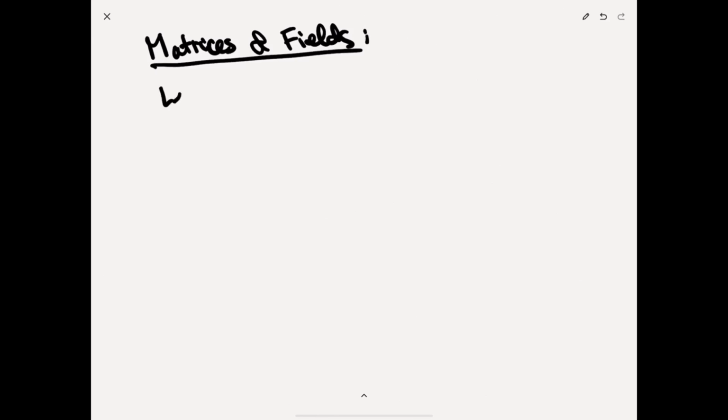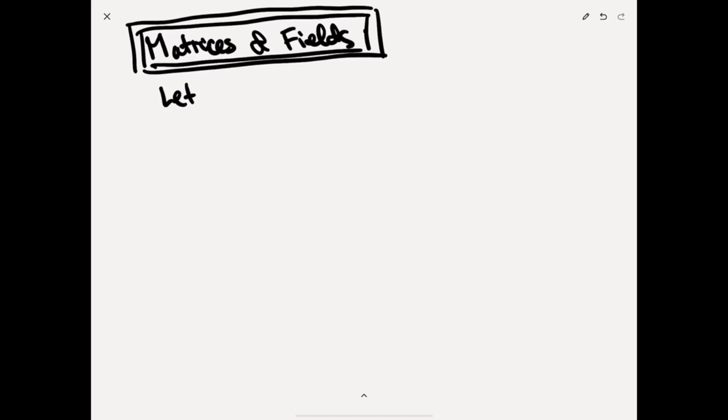All right, so I'm just going to talk a little bit about this other way. So matrices and fields. This is kind of a more advanced topic. And fields. Okay, so let's do this. So this is kind of matrix representations of fields.